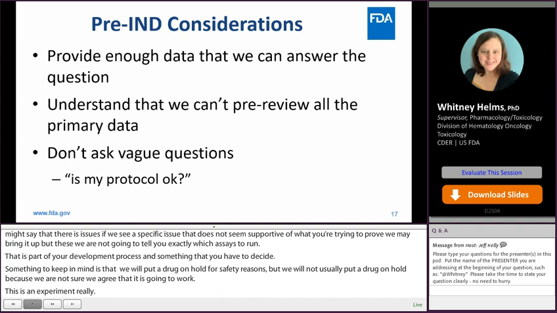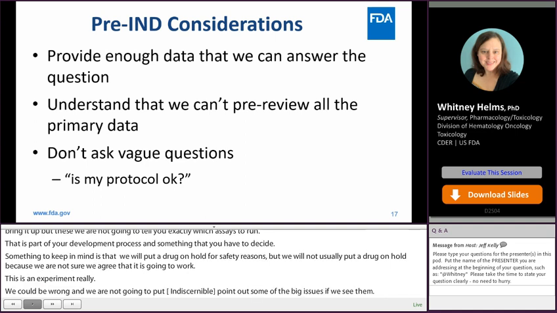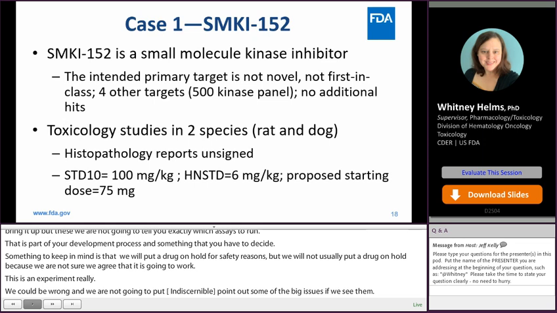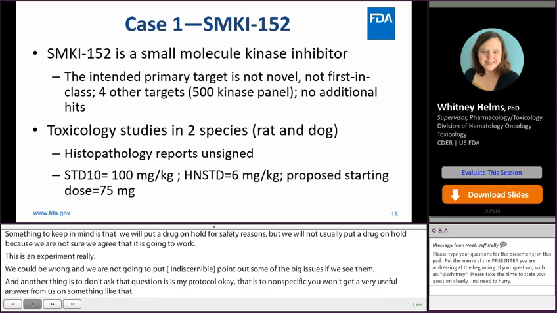Another thing is to not ask really vague questions like, is my protocol okay? That's too non-specific. You're not going to get a very useful answer from us on something like that. And now I'm going to give you just a couple of case examples to help illustrate some of the points I've made. So case one is SMKI-152, which is a small molecule kinase inhibitor.